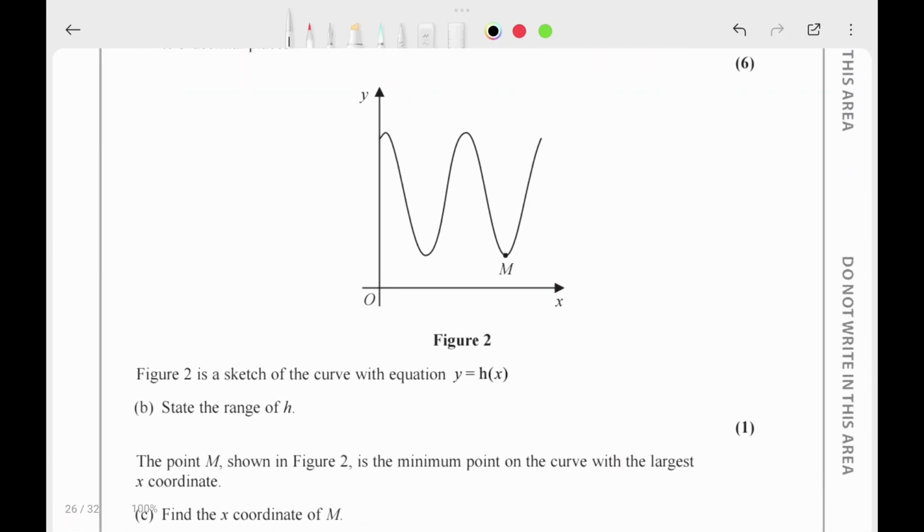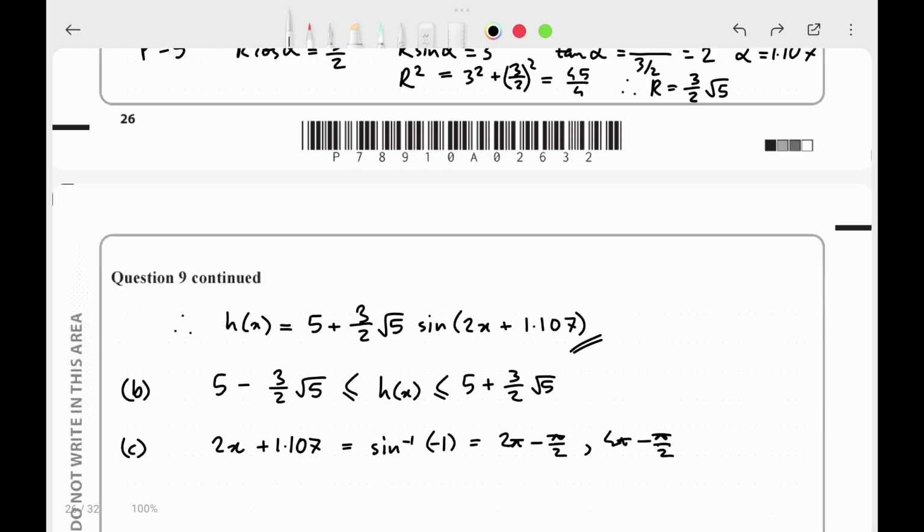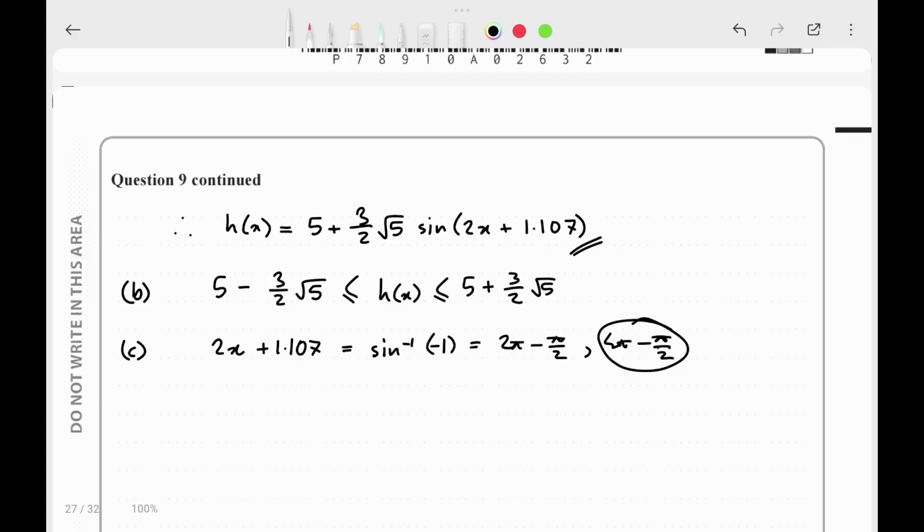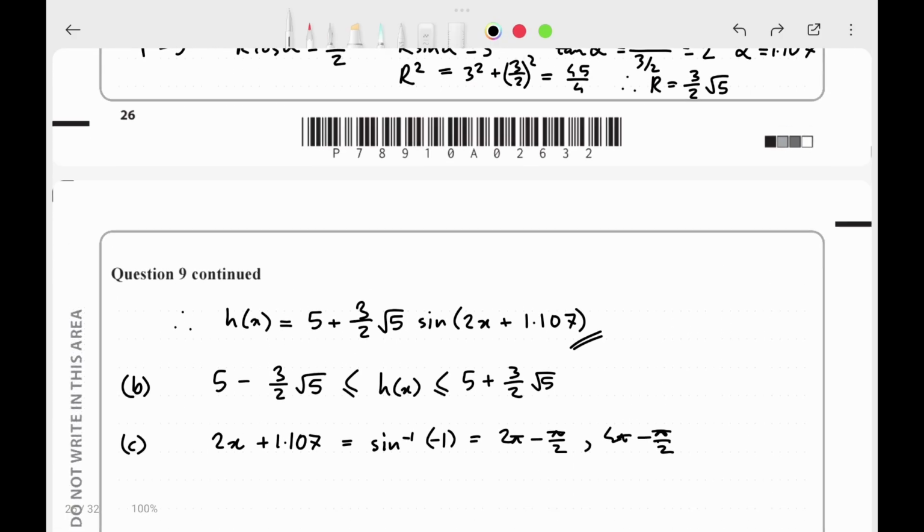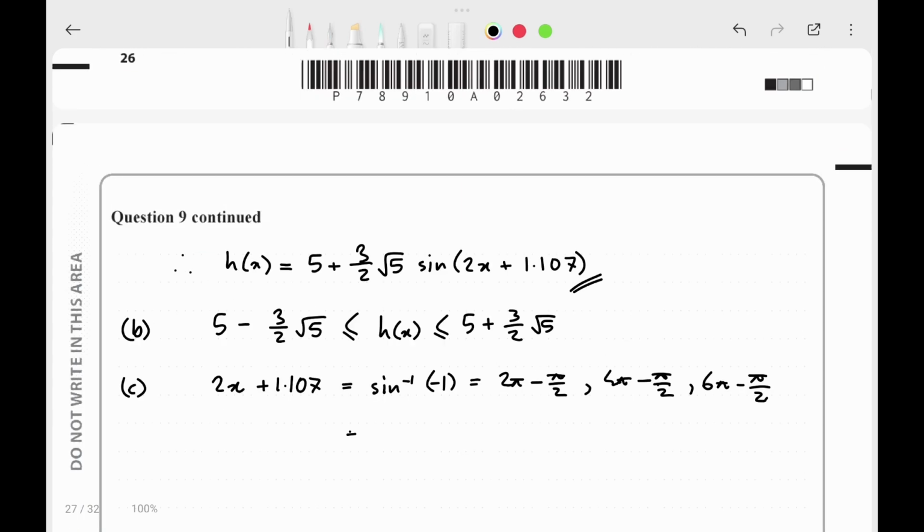Since it's the second cycle, like this is going to be the first cycle, this is the second cycle, I think it's going to be this one, 4 pi minus pi by 2. But let's see. It could also be 6 pi minus pi by 2. Let's try to find all these values and see which one is within the range. So x is going to be equal to this value, minus 1.107 divided by 2. So let's calculate the values of x directly.